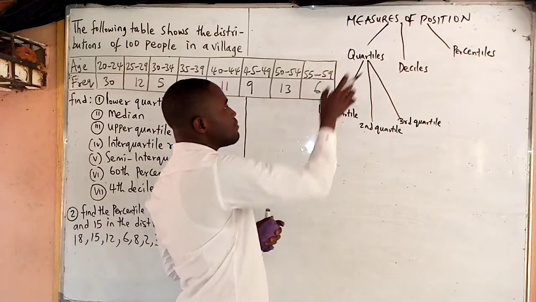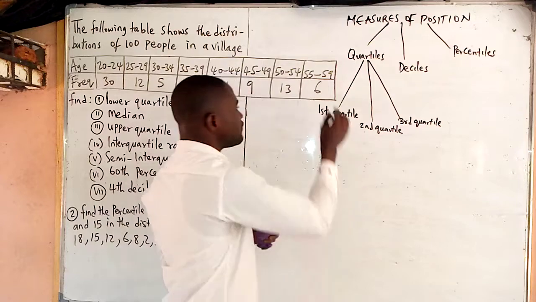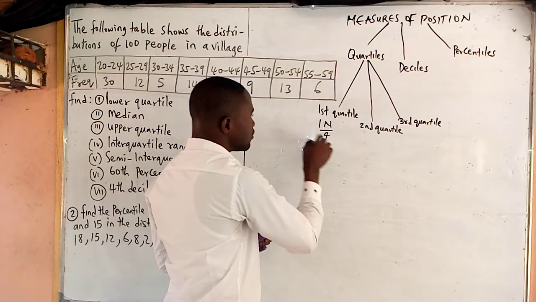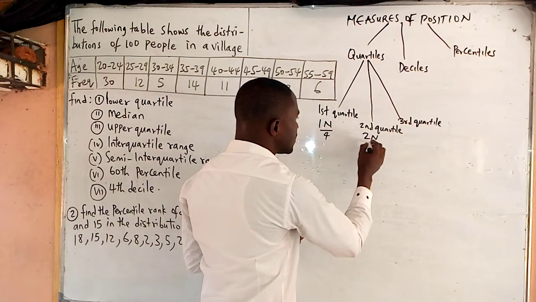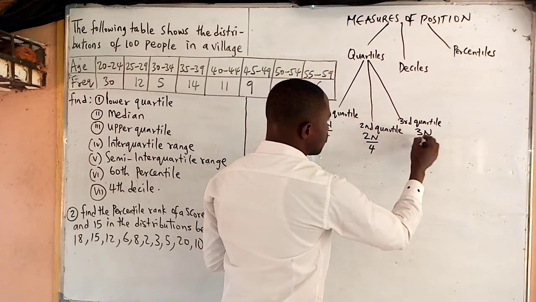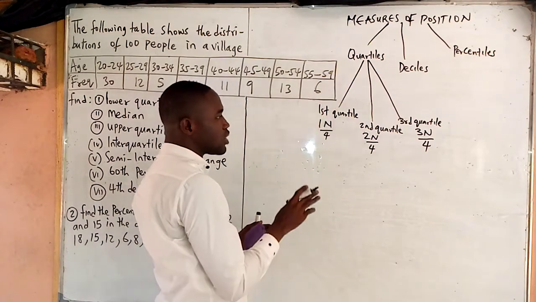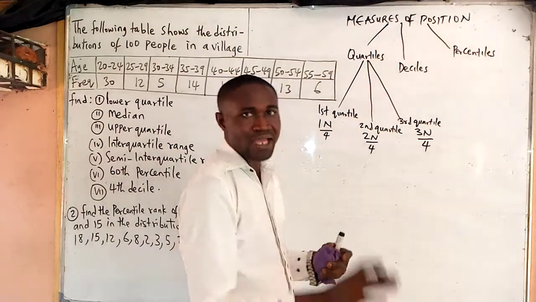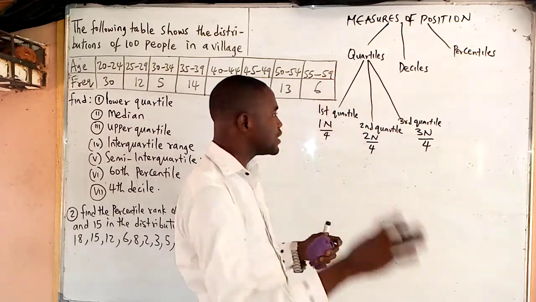Now, what does quartile mean? Quartile simply means divide the frequency by 4. So first quartile means 1n over 4. Second quartile means 2n over 4. Third quartile means 3n over 4. So divide the frequency by 4. Dividing the total frequency by 4 means quartile. So 10th quartile, 10n over 4. 100th quartile, 100n over 4, to infinity.